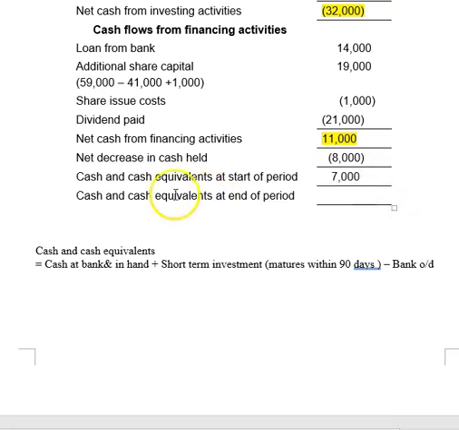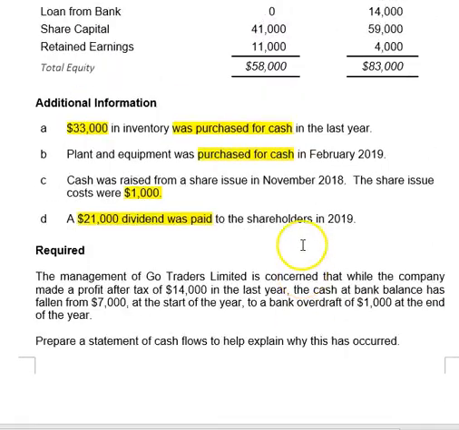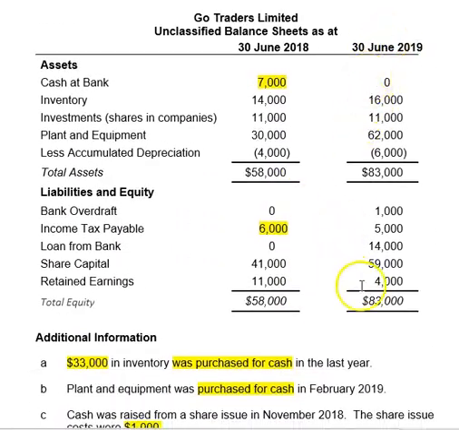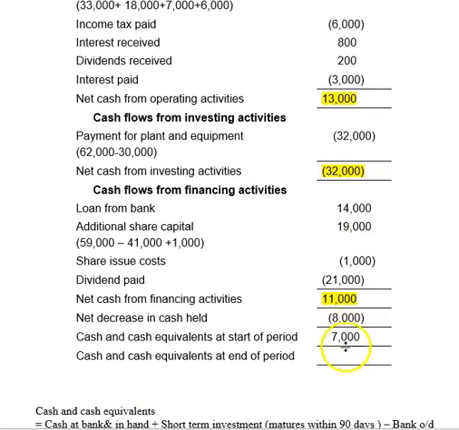Okay, so for cash and cash equivalent at the end of the period, I need to look at the closing balance. Okay, so the closing balance is over here, 30th June 2019. So everything here is your closing balance. Okay, so if you look at your closing balance, there's no cash at bank, but there is bank overdraft of 1,000. So 0 minus 1,000 equals negative 1,000. So you will have a negative 1,000 under your cash and cash equivalent at the end of the period.